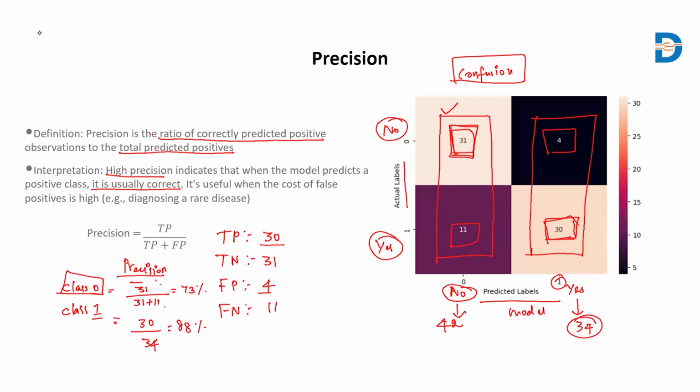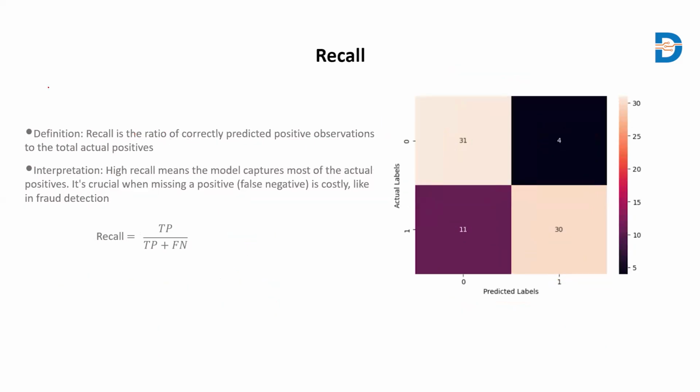Next, we'll be calculating recall. Recall is nothing but the ratio of correctly predicted actual values with respect to the total actual positives. In case of precision, we analyze with respect to predicted labels. In case of recall, we calculate with respect to actual labels. For recall also, we have class 0 and class 1.